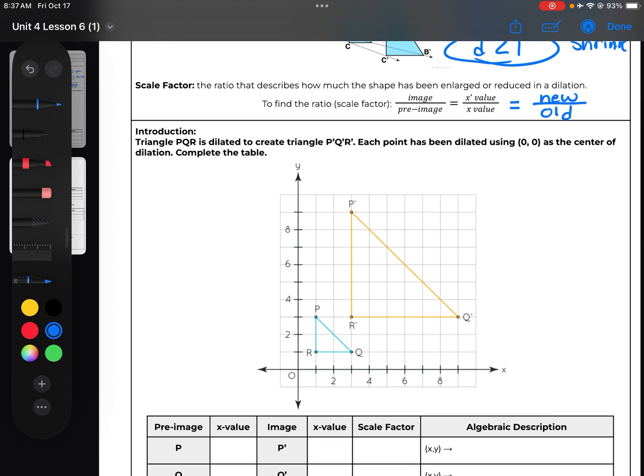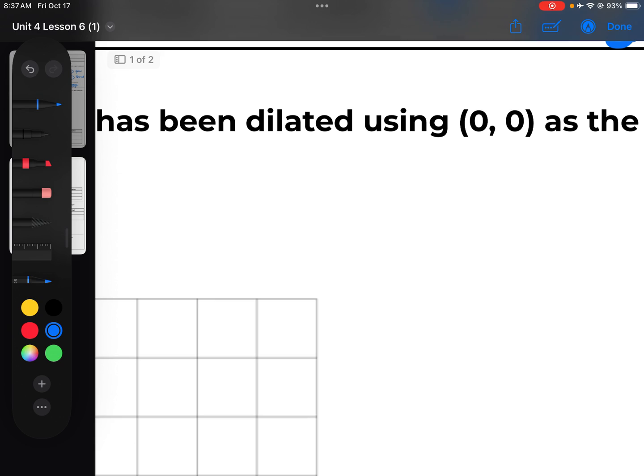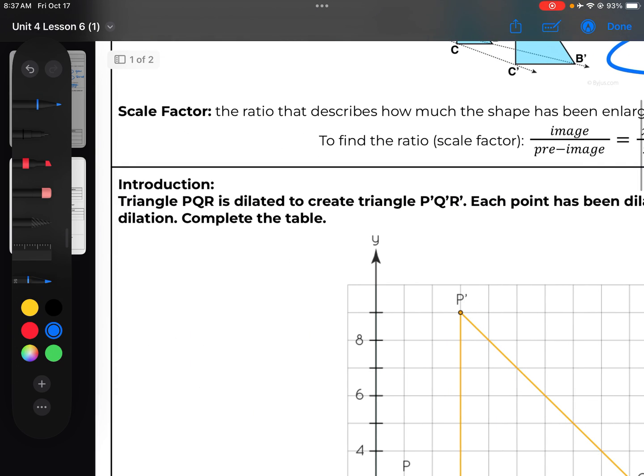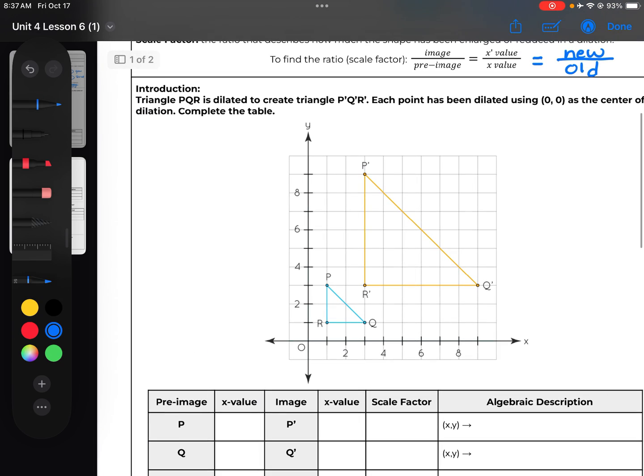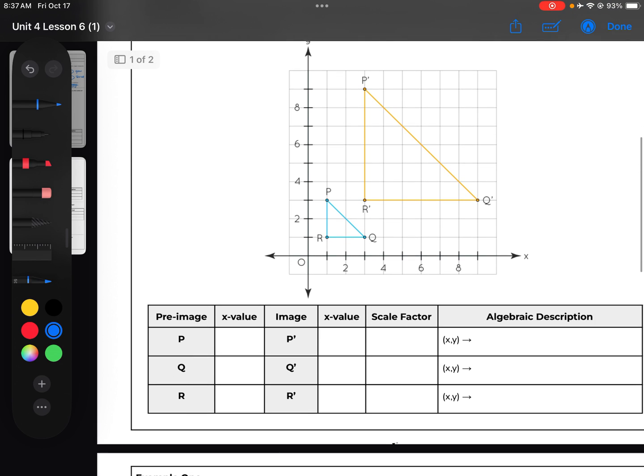Okay, so in introduction, we have triangle PQR. It's dilated to create triangle P prime, Q prime, R prime. Each point has been dilated using 0, 0, or the origin as the center of dilation. We need to complete the table below. So we need to identify the x values of the pre-image and then the x values of the image.